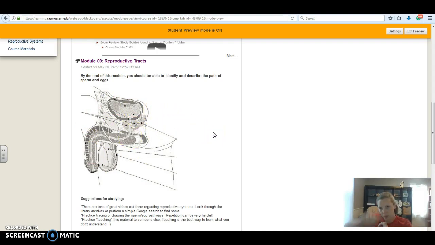If you can trace the path of sperm and if you can trace the path of an egg through those female duct systems and male duct systems, you should do pretty well on your quiz, but you'll also need to know what each part does. So use this as a starting point if you haven't already studied for the quiz this week.